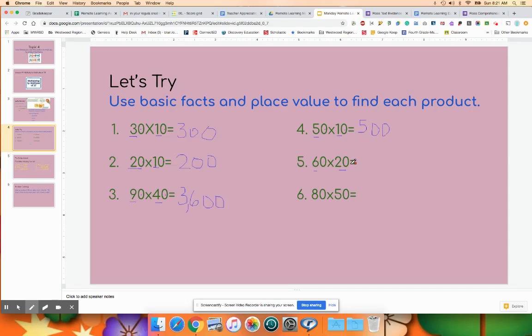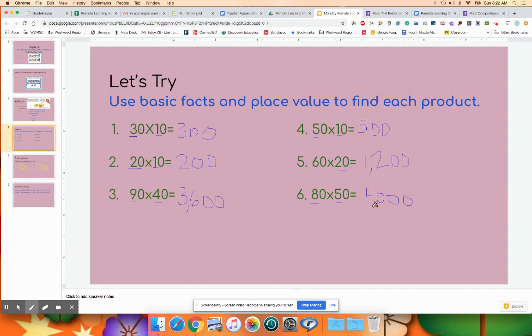6 times 2 gives me 12. And then my 2 zeros. And again, as my products get larger, I'm going to make sure to put my commas in. This is a tricky one. These are the ones where people get a little confused. So 8 times 5, I know is 40. Now my basic fact has a 0 in it. All right. Then I add 2 zeros. You hear the birds chirping? 4,000. Okay? So you'll see a lot of questions like that today.